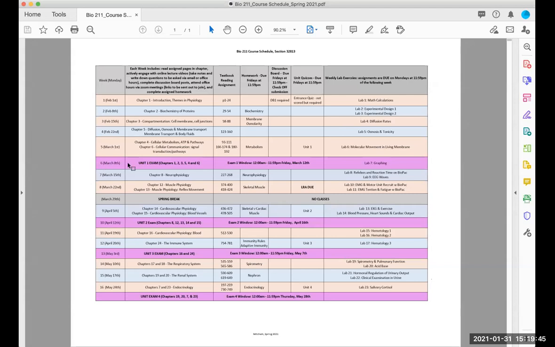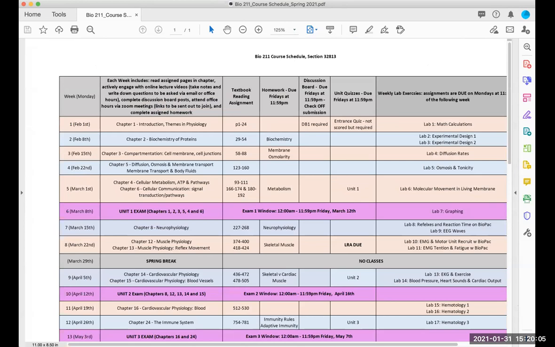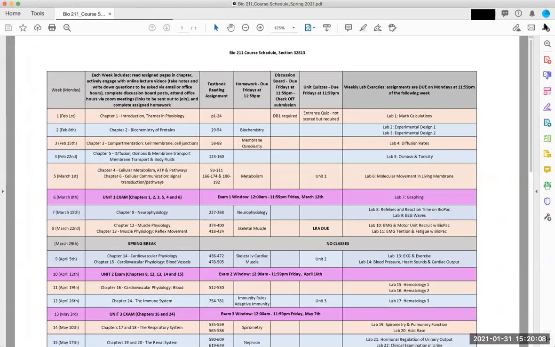So the bold pink here represents the exams. Those define your 4 units. The material in between is, so all of this is unit 1. Then we've got unit 2, unit 3, and unit 4. Let me make this a little bit bigger. I'm not sure how it shows on your screen, if it shows up maximized or not, but here we have it.